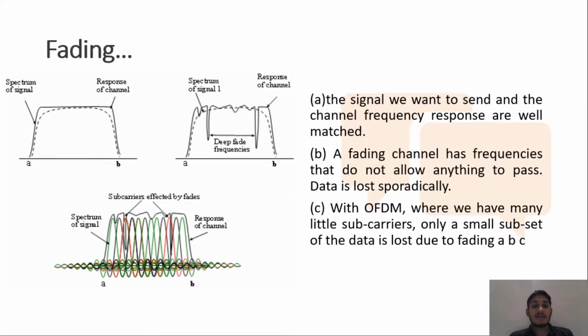Fading. The first figure shows the signal we want to send and the channel frequency response as well matched. The second figure shows a fading channel that has frequencies that do not allow anything to pass. Data is lost sporadically. And the third figure shows OFDM, where we have many little subcarriers. Only a small subset of the data is lost due to the fading.